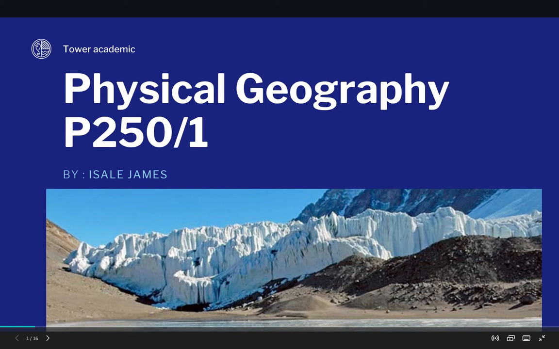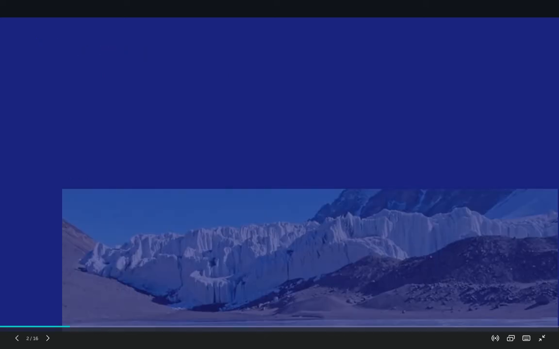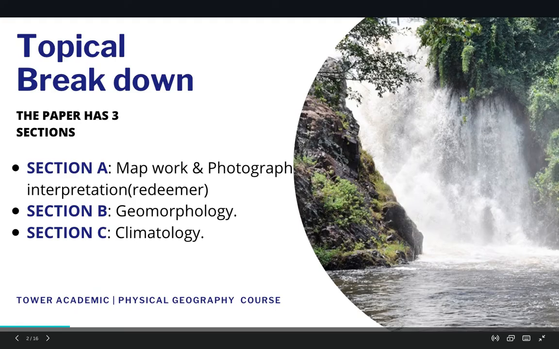Here, Sally James is going to take you through geography, that is paper 1. We call it physical geography. Now, this physical geography has sections, and we have tried to give you the topical breakdown based on these sections. This physical geography is basically East Africa. It has section A, section B, and section C.